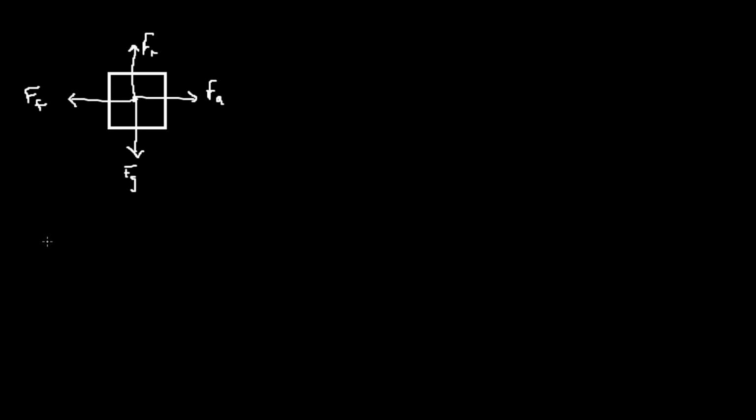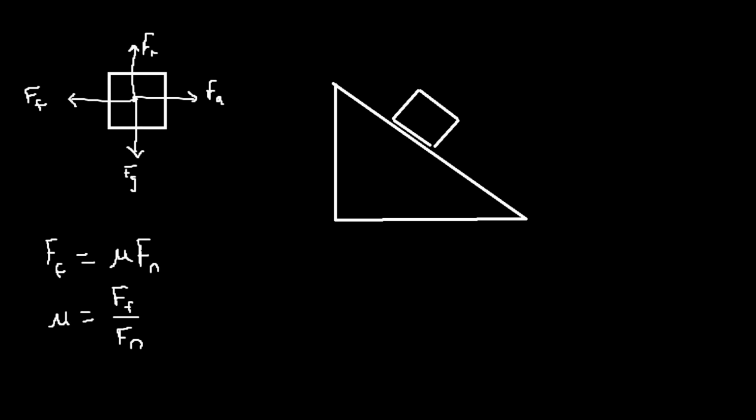Remember that friction, so the force of friction, is always mu times the normal force. And this can also be written as mu is the force of friction over the normal force. So let's look at a ramp. We have a box on top of the ramp.